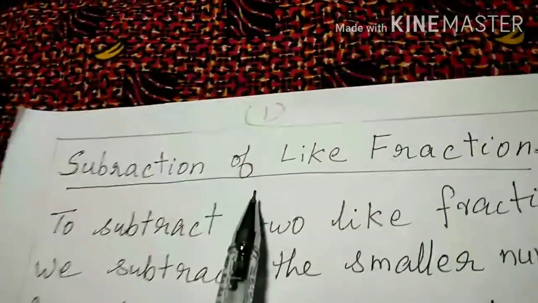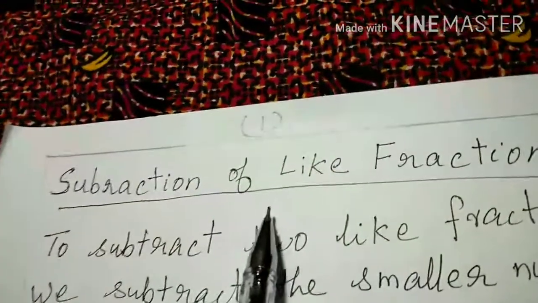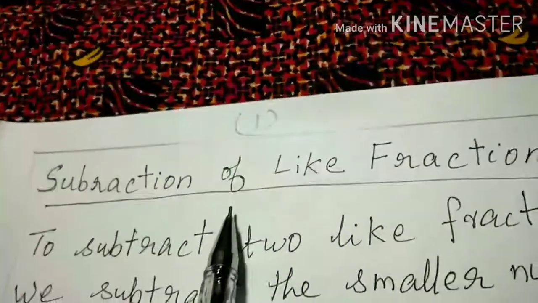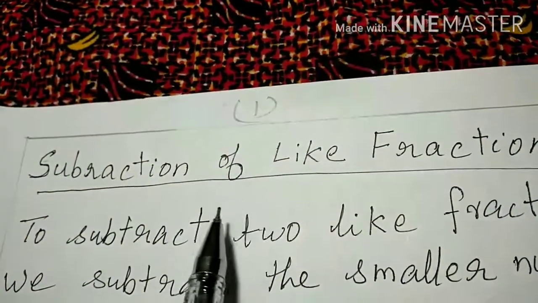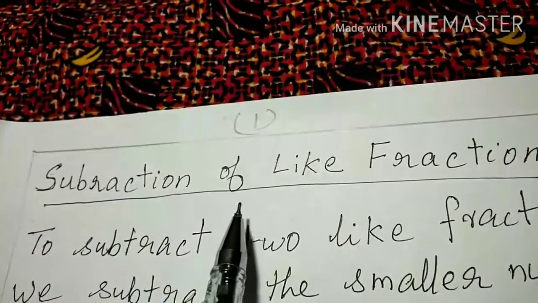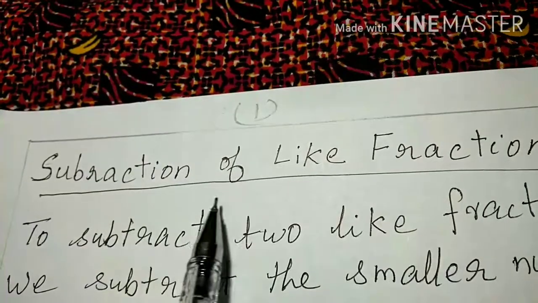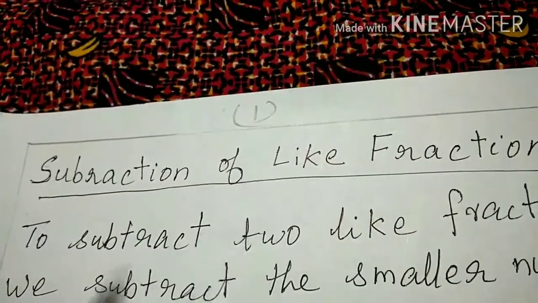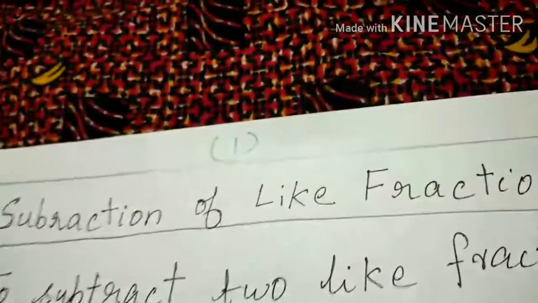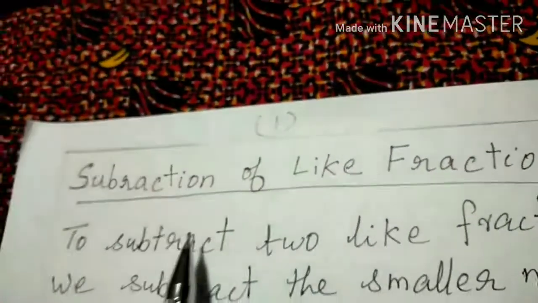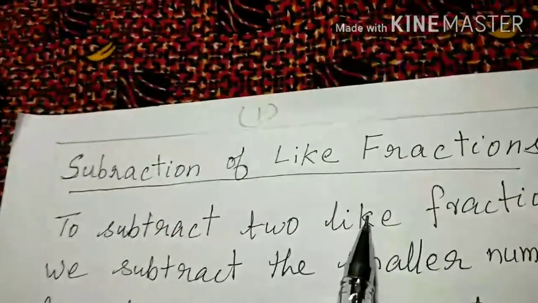Standard 5 Mathematics, Chapter 4 Fractions. Today we are going to learn subtraction of fractions. In subtraction of fractions, two cases are coming. First one is subtraction of like fractions and the second one is subtraction of unlike fractions. Now we are going to learn subtraction of like fractions.